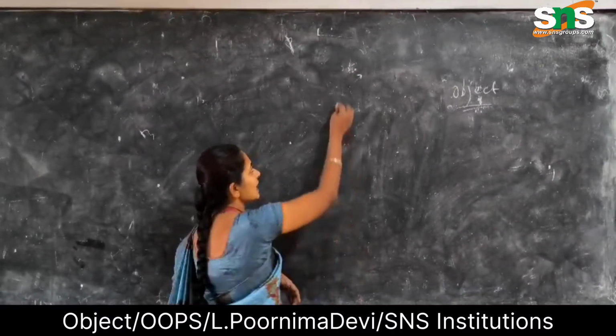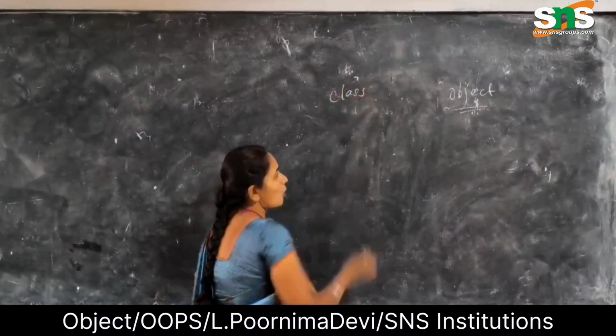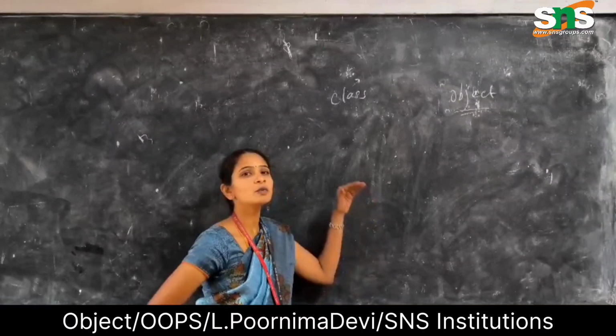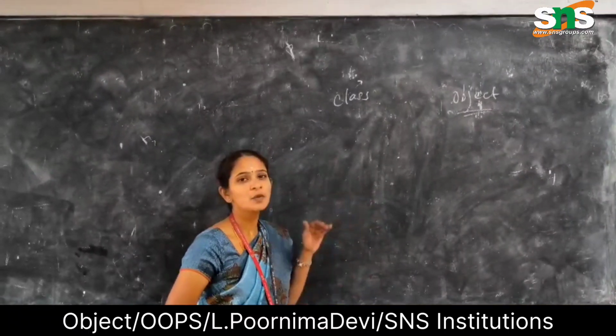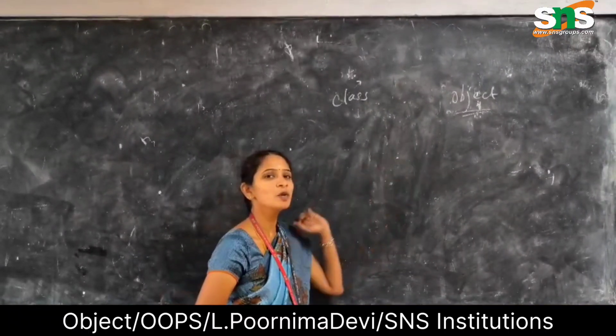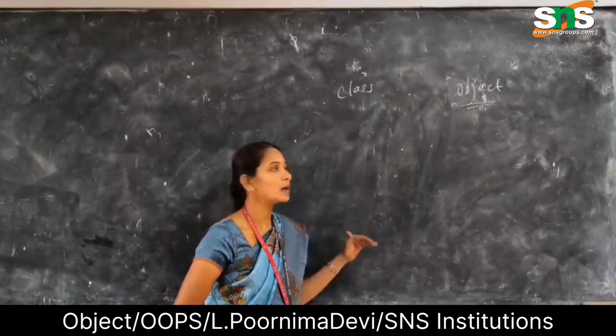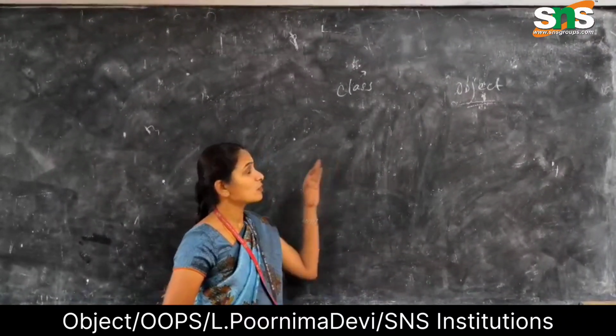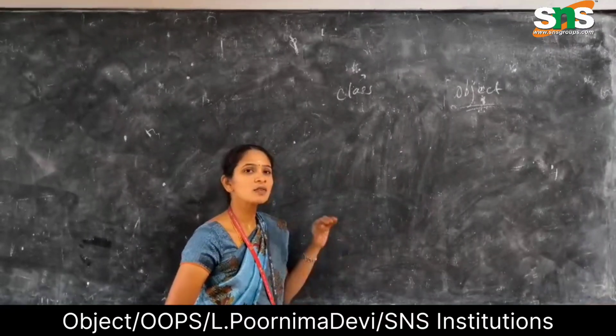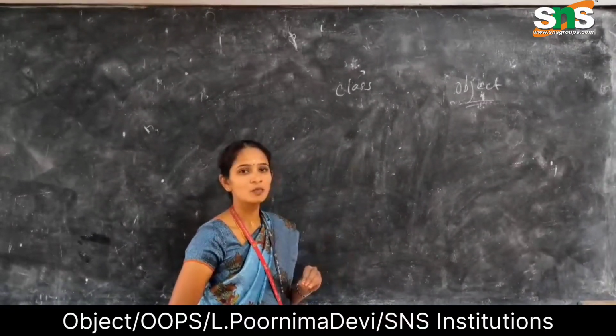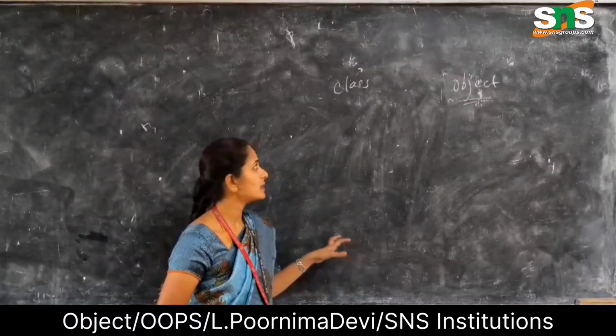In this class, I will discuss the object. Before that, I have to discuss the class, attributes and methods. After that, I will explain how to create the object and how to use the object in our program. A class is a blueprint for creating an object. This was already told in the last class.